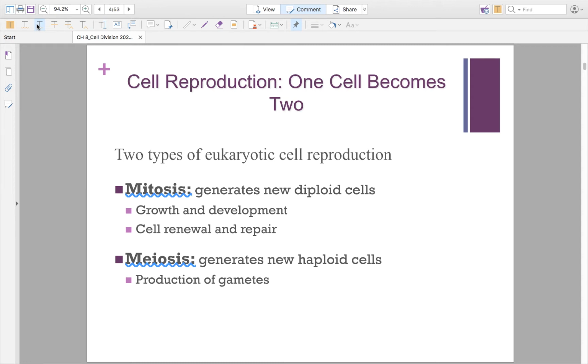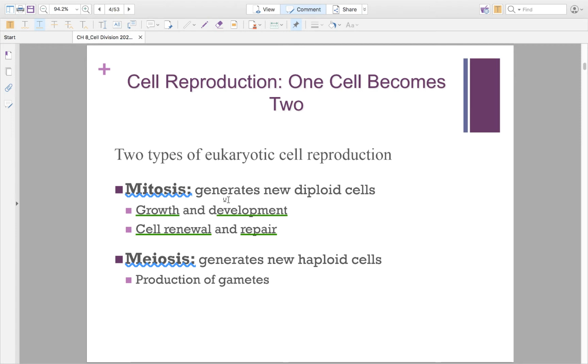Now, why would we need that? Why would we need to generate new cells? Well, we do. We need the generation of cells for growth and development, and we need it for any kind of cell renewal and cell repair. So you have cells that divide every 24 hours, your skin cells. You have cells that get damaged and they need to be repaired. That's through mitosis.